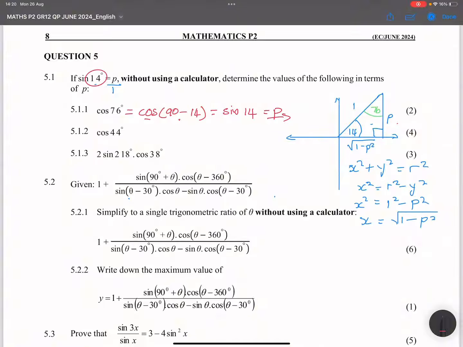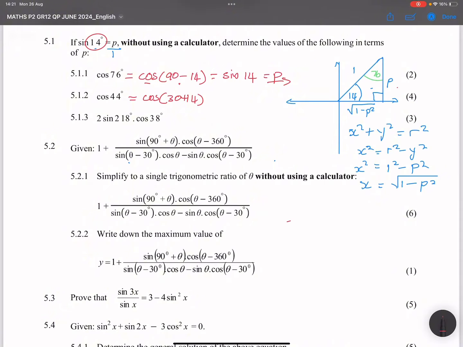Now, then they give us cos of 44 degrees. Ladies and gents, you can try out any of the combinations. Sometimes you use what we call our special angles, or we can even use, in this case, the reduction formula, that is 90, 180, 270, and 360. But that definitely won't give you 44. The only way that we can get this in terms of 14 is if this becomes the cos of 30 plus 14, because 30 is a special angle. So then we're going to use cos of 30 plus 14.